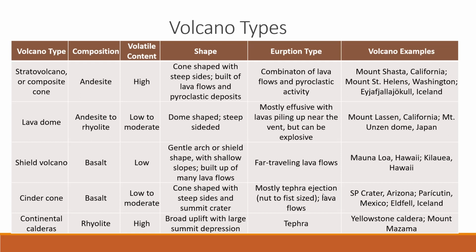And then our large-scale volcanoes are continental calderas. These are going to be felsic in composition. They have a lot of volatile contents. They have a broad uplift, and they have a large summit depression. That is the, quote, caldera. They will blow everything. So they erupt tephra. These are things like Yellowstone. These are things that change the planet when they erupt. I will go through all of these again.